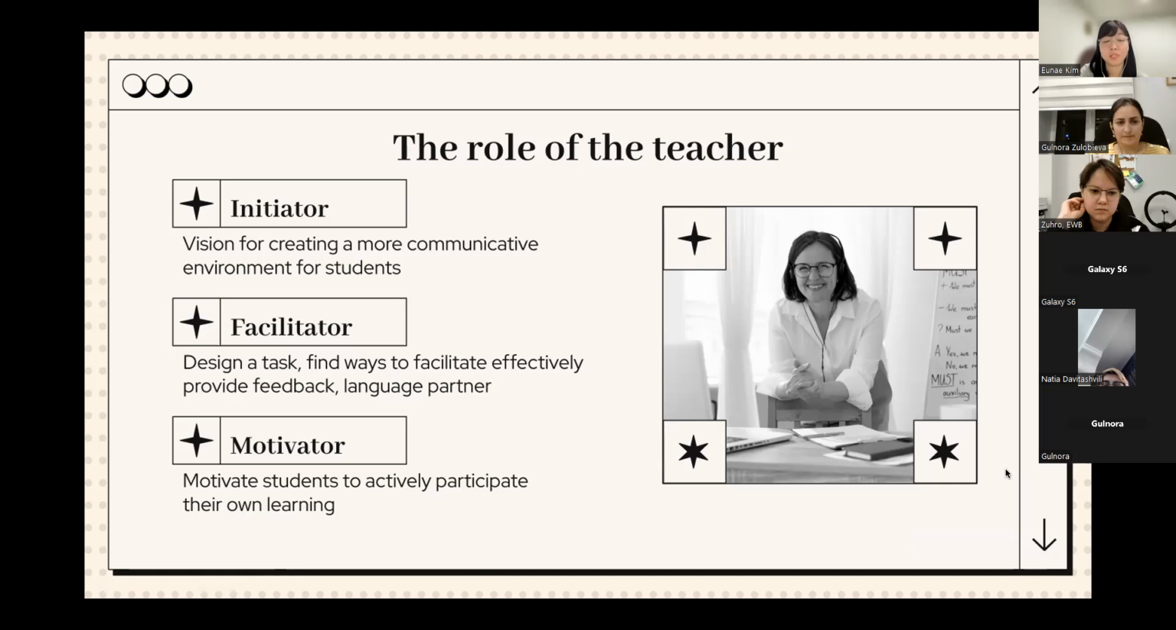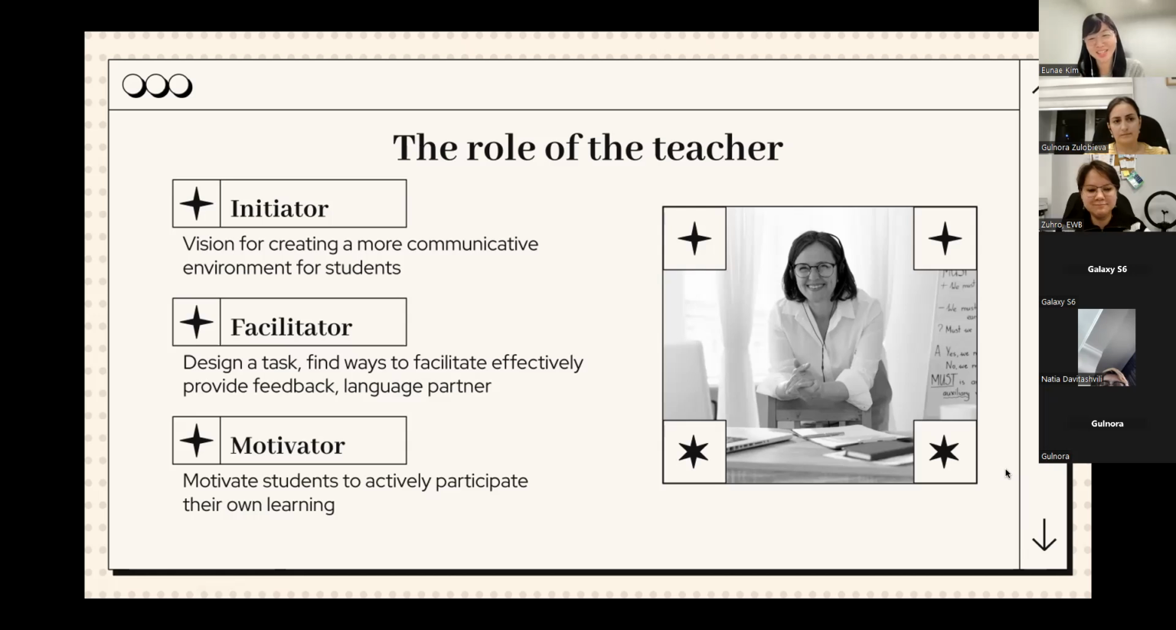So you are a facilitator using tasks. So you need to design a task, find ways to facilitate effectively, and you need to provide feedback. And also you are a language partner, right? Language teachers are also competent language partners. Brendan suggests that teachers should introduce tasks that are interesting, valuable, and relevant on the one hand, and which they find challenging yet doable.